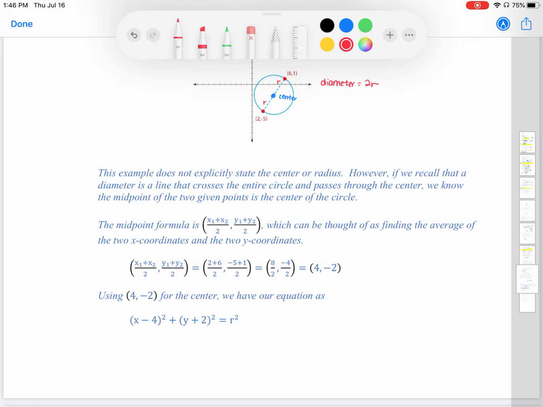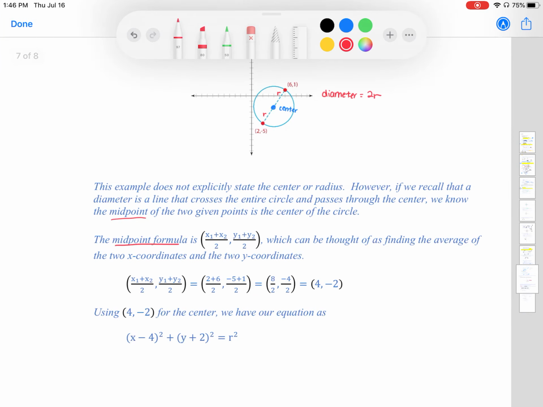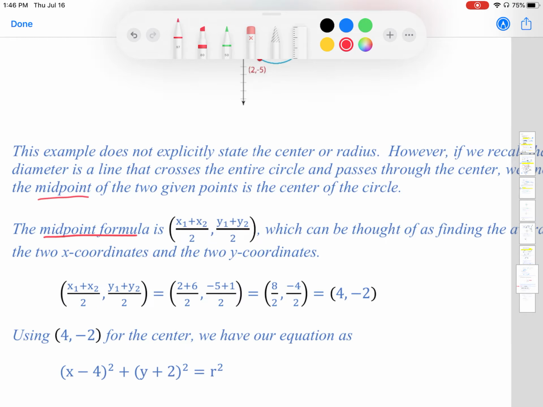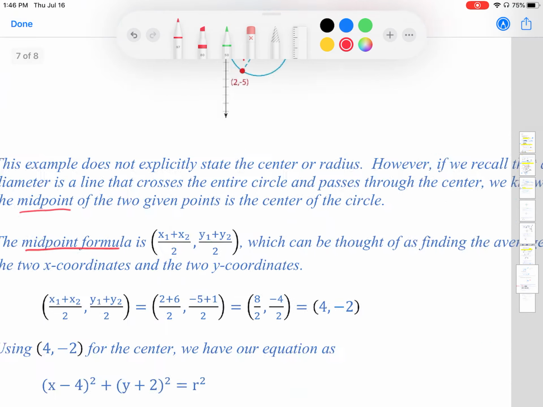However, if we recall that the diameter is a line that crosses the entire circle through the center, we know the midpoint of two given points is the center of the circle. So given these 2 points, our first goal is to find our midpoint. Our midpoint will help us find the center. All right, so to find the midpoint, you take your x's and add them. You take x1 and x2 from 2 points. You take your y's, y1 and y2 from both points, and you divide them by 2 separately.